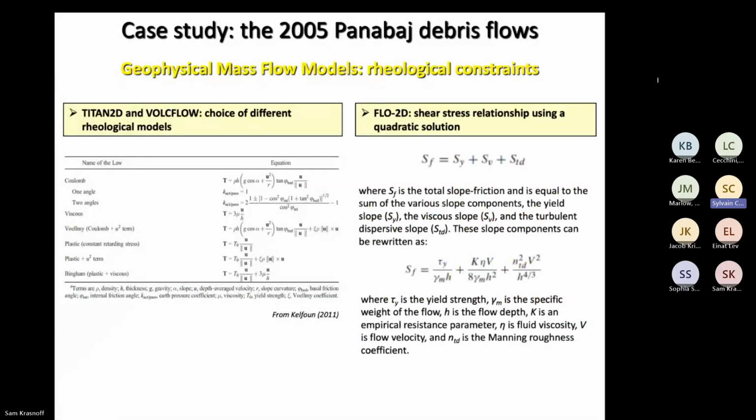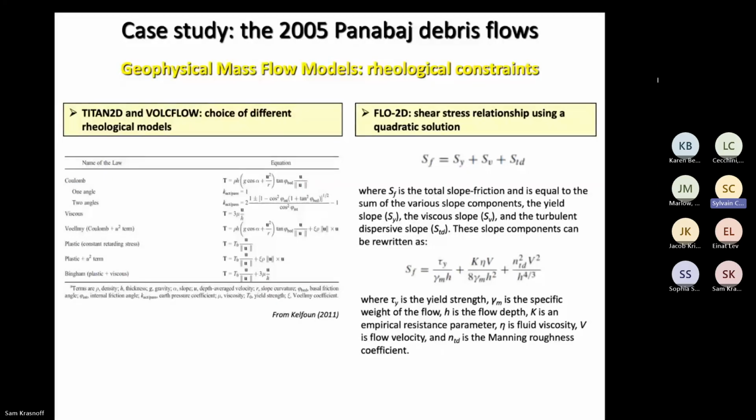It's unfortunately not open source. You have to pay for a license for that, but it's using a rheology that is a little bit different than other models. It's using what we call a shear stress relationship, using a quadratic solution. So it's mostly a Bingham behavior. So you have a yield strength and then a viscosity, and it's adding a turbulent dispersive term to it. So just a modified Bingham.